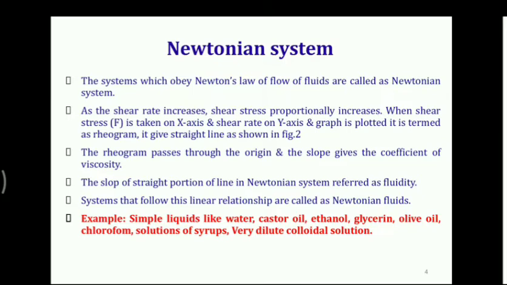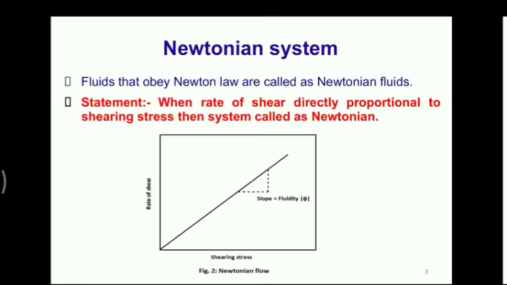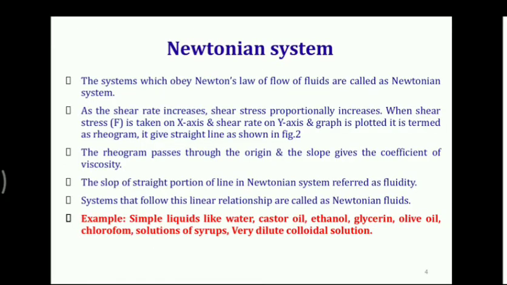Okay, it gives the straight line as shown in your figure 2. The rheogram passes, what are the characteristics? That is, the rheogram passes through the origin and the slope gives the coefficient of the viscosity. So if you go to your previous slide, the line starts at the origin, and the value of the slope gives you the coefficient of the viscosity, and the reciprocal of that gives you the fluidity.